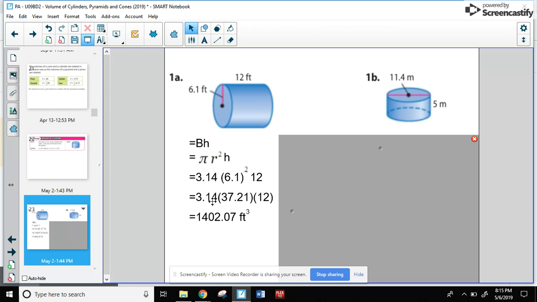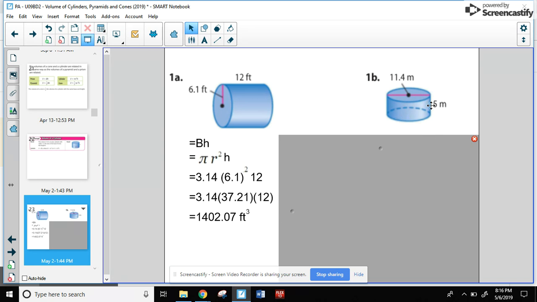So then again, I do 3.14 times 6.1 squared, which is 37.21, times 12. I put that all in my calculator, and I get about 1,402.07 feet cubed. I know it goes on longer. I rounded to the nearest hundredth, okay?